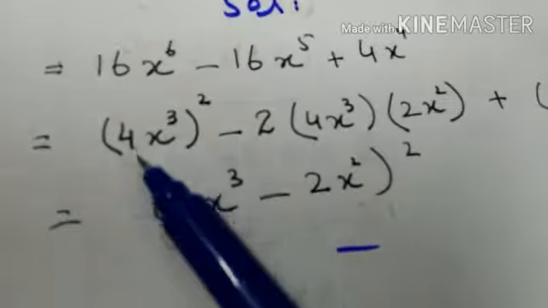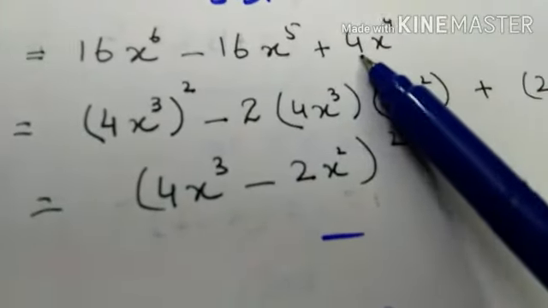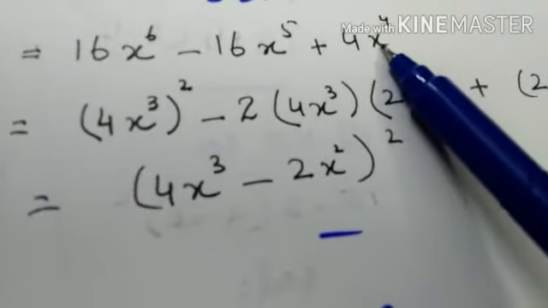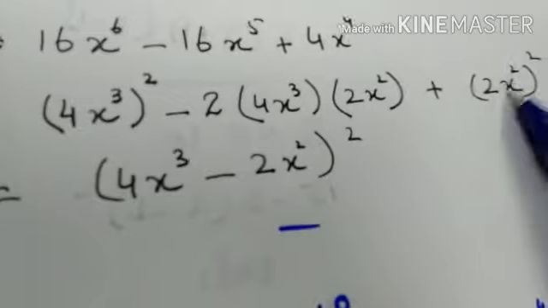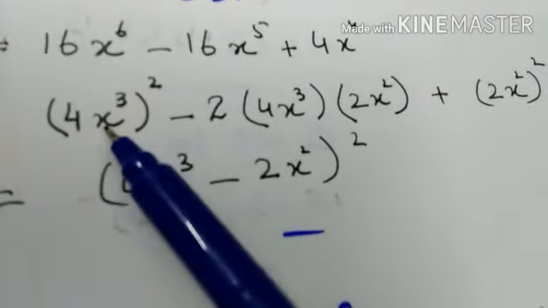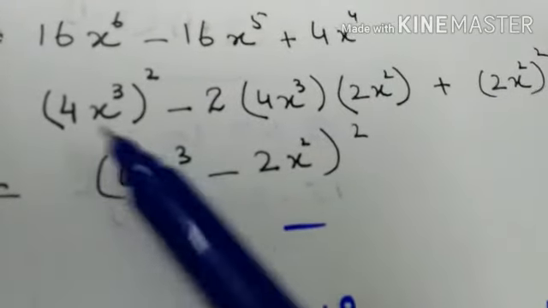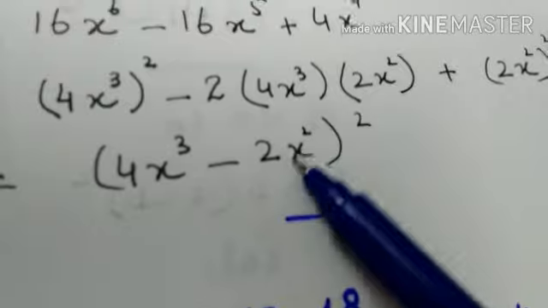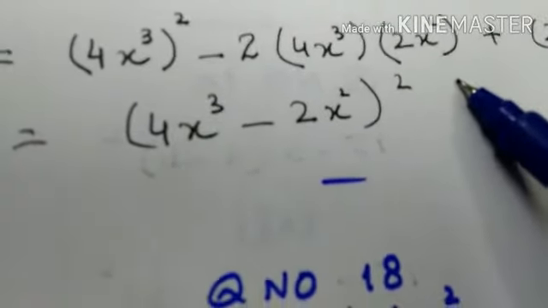The first term 4x cube and the second term is, just see, this is the square of 2, this is the square of x square, 2x square. Second term, that is 2x square squared. So the formula will comprise first term, sign of the formula and the second term, 4x cube minus 2x square whole square. This is the answer.